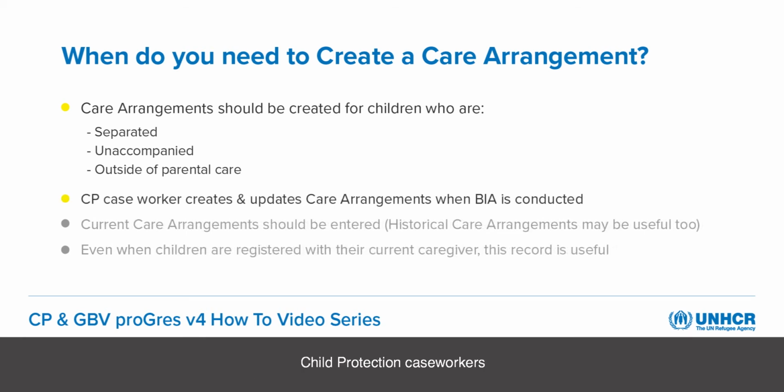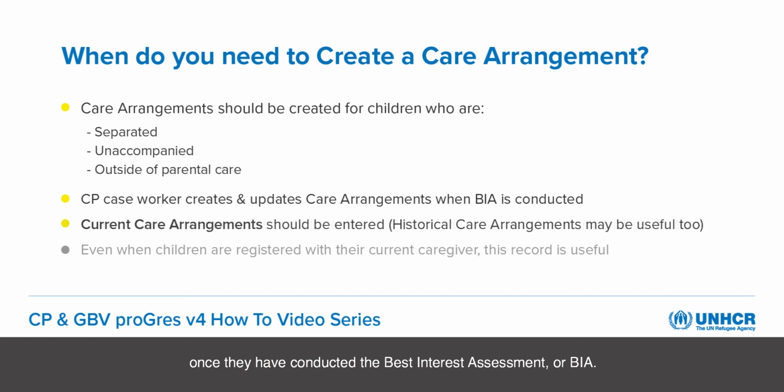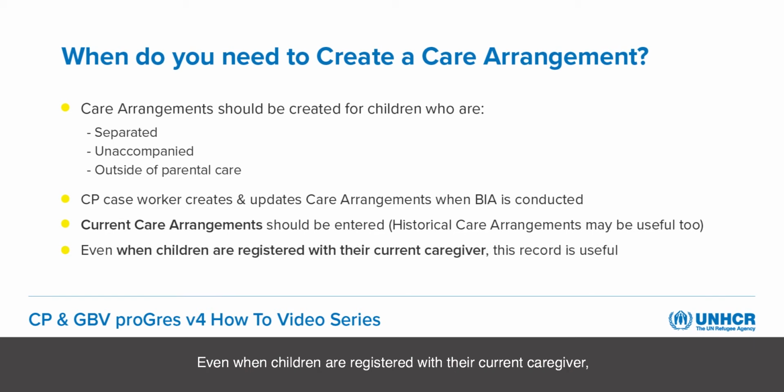Child protection caseworkers can create and update care arrangements once they have conducted their best interest assessment or BIA. At a minimum, details of the current care arrangement should be entered. Historical care arrangements may also be useful where the child has a lack of continuity of care. Even when children are registered with their current caregiver, this record is useful to collect details of the care arrangement that are needed for BIAs and BIDs, such as how long the child has been in the care arrangement, how the placement occurred, and if it is formalized.